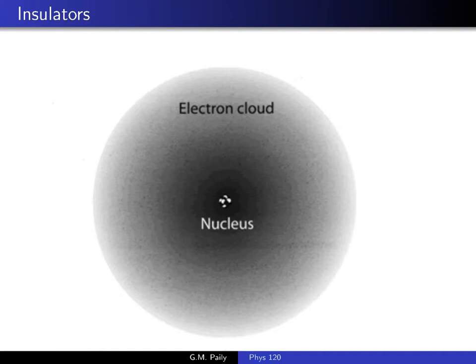If we look at only the positive charge, which is in the nucleus, the center of the positive charge is here in the center of the nucleus. And now if we look at only the negative charge, which is due to the electrons, the center of the negative charge is again at the same spot in the center. This, however, is only when the atom is by itself.